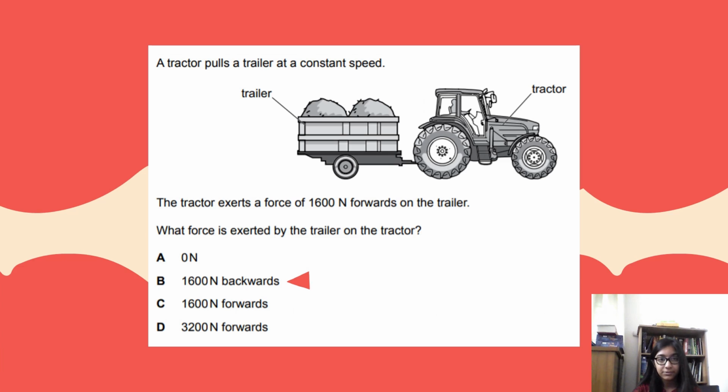A tractor pulls a trailer at a constant speed. The tractor exerts a force of 1600 Newton forwards on the trailer. What force is exerted by the trailer on the tractor? The tractor exerts an action force of 1600 Newton, to which the reaction force, which is the force that would in turn be exerted by the trailer on the tractor, would be the same force acting backwards. So option B is the correct answer.